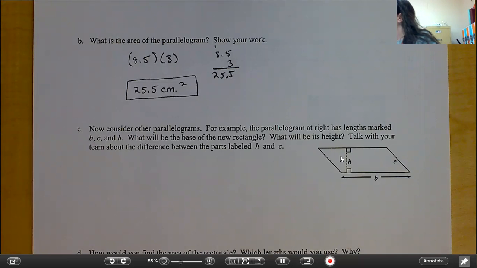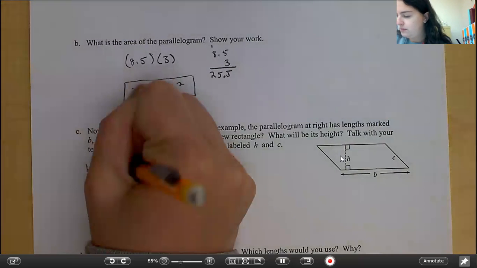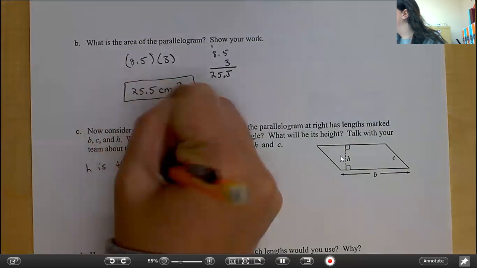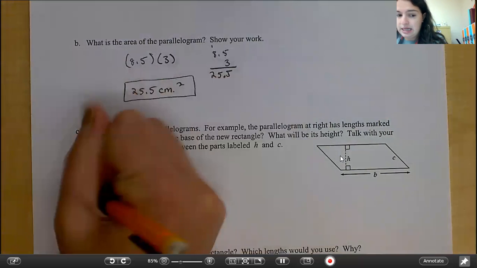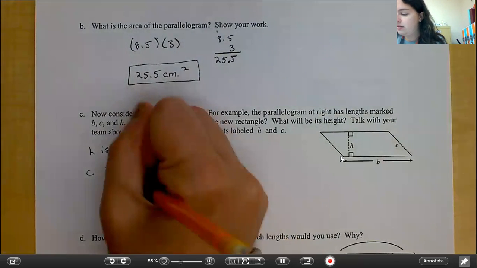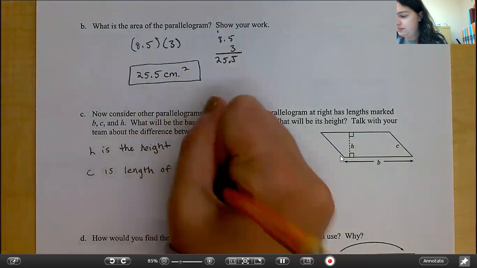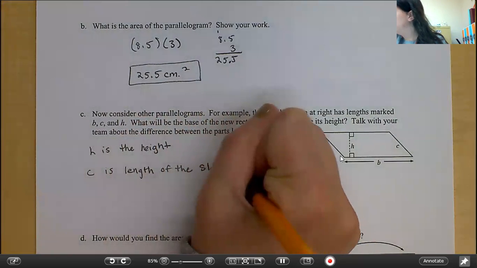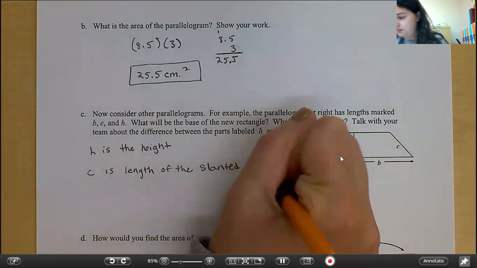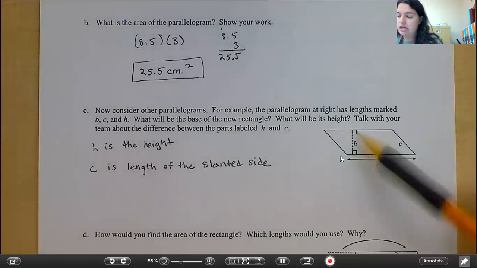If you're back with me, hopefully you said that H is the height. C is just the length of the slanted side. Okay, so C is not the height because it is the slanted side. H has to be your height.